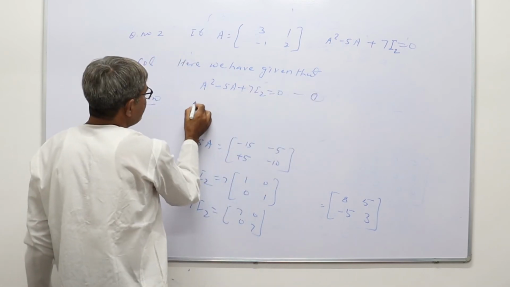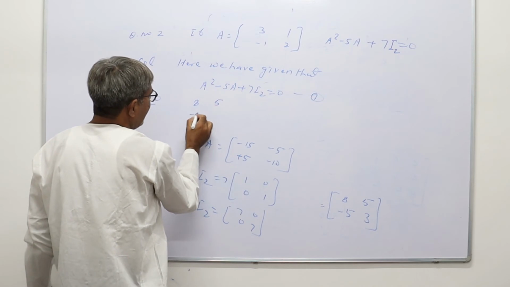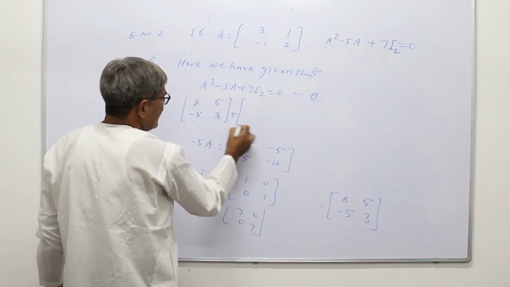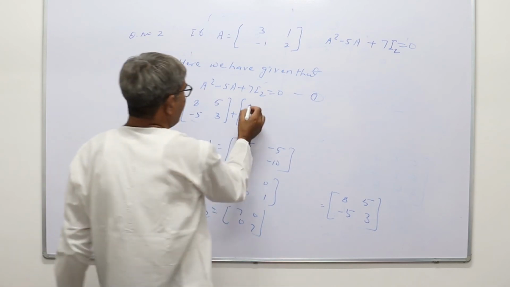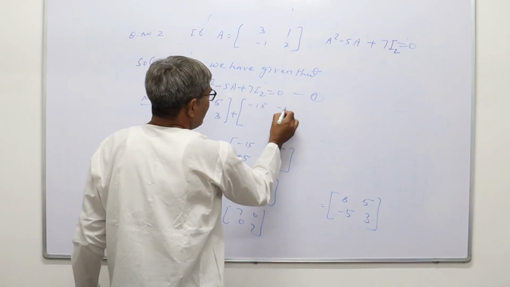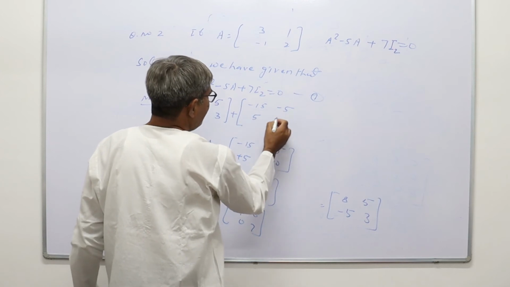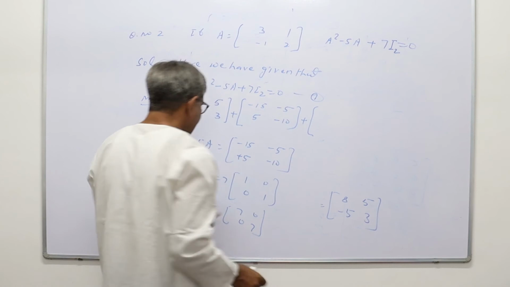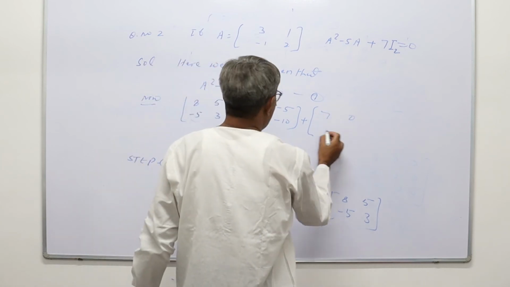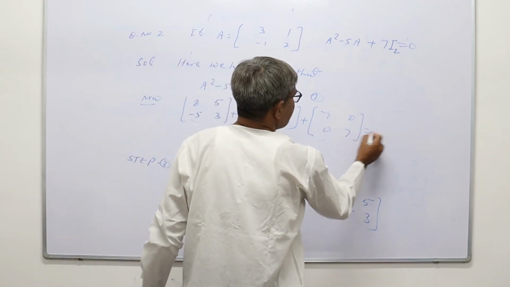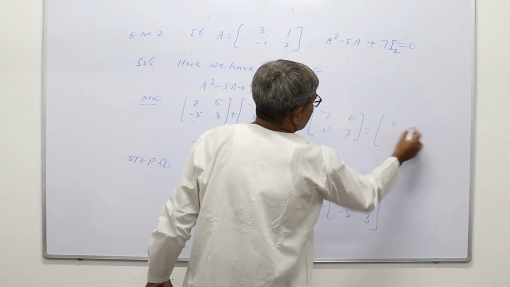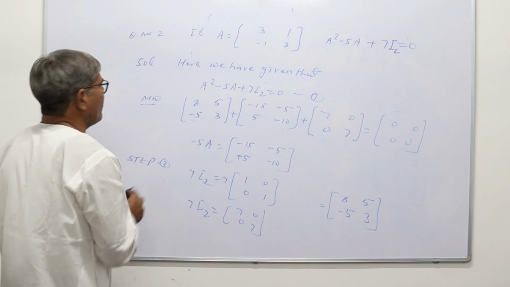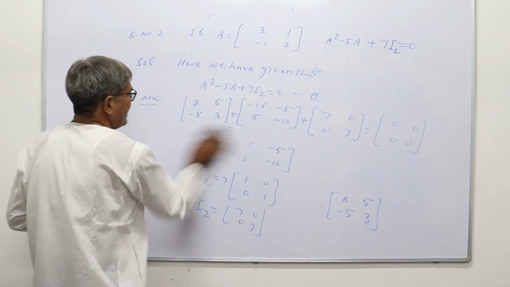So A square is 8, 5, minus 5, 3, plus minus 5A. What is minus 5A? Minus 15, minus 5, plus 5, minus 10. Then plus 7I2. 7I2 means 7, 0, 0, 7 is equals to 0, 0, 0, because the right hand side is 0, so it will be equals to 0 matrix.